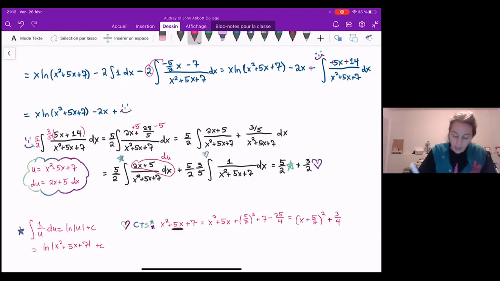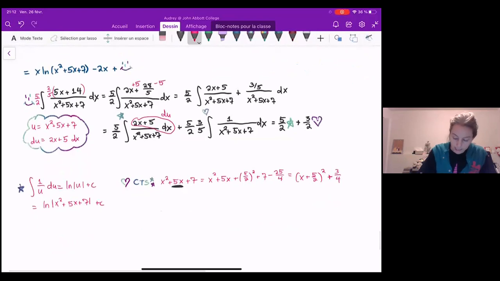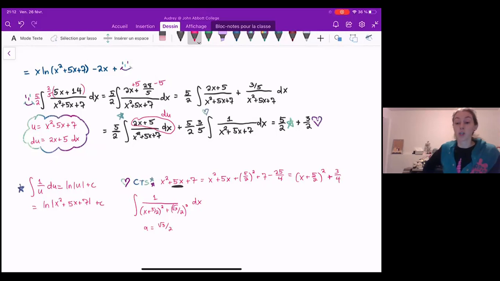Okay, so that said, that turns heart into this integral: 1 over x plus 5 over 2 squared plus 3 over 4. But I'm going to write that as root 3 over 2 squared so that we can see our a here is root 3 over 2, and that this is just arctangent.